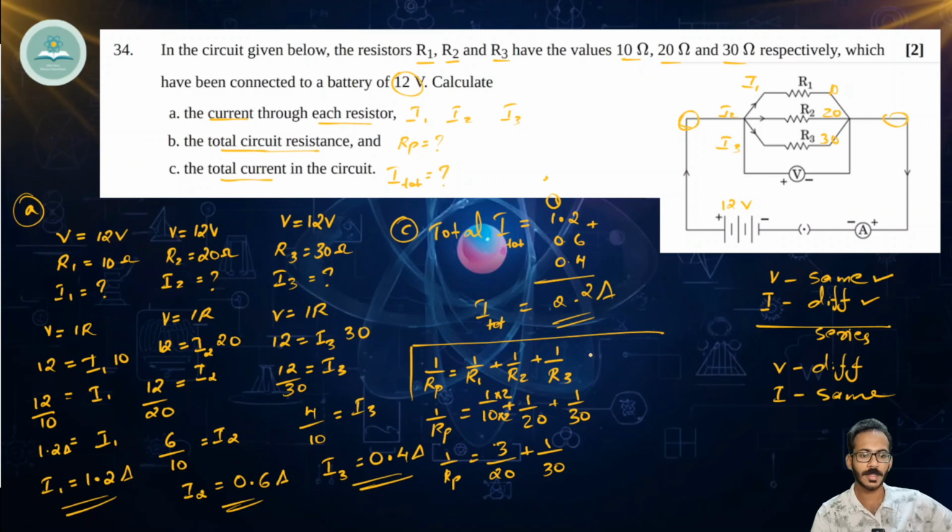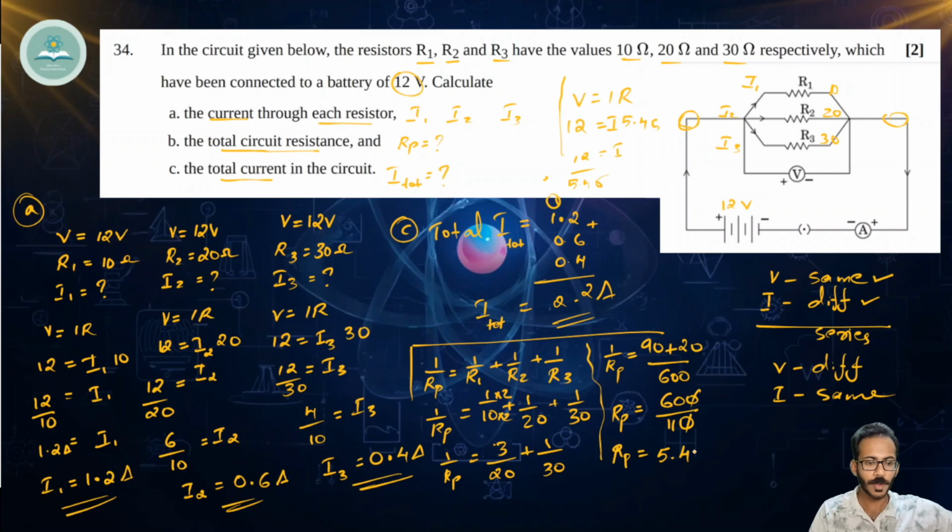We'll take the LCM. Here 1 by Rp is equal to 3 3s are 9, 90 plus 20, divided by 3 2s are 6, 600. So Rp is equal to 600 divided by 110. 0 0 got cancelled, now 60 by 11. Rp is equal to 5.45 ohm. This is the answer.